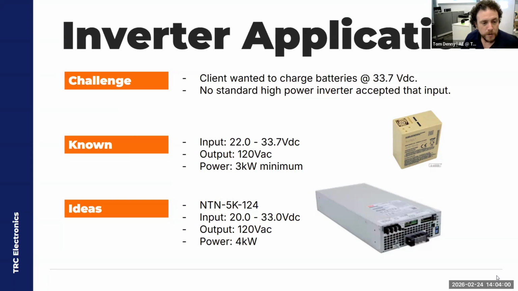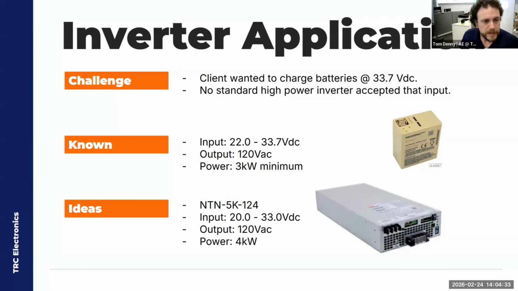And so one of the things we looked at right off the bat was the NTN 5K-124. This is an inverter with 4,000 watts of power. Input could be between 20 and 33 volts, so it's close. And it did output 120 volts AC. So it was close to what we needed, but just not exactly what we needed right off the shelf.